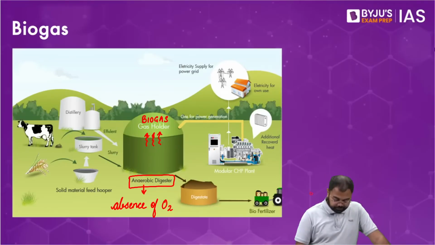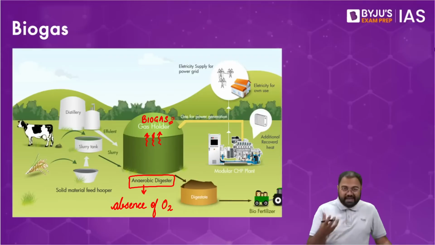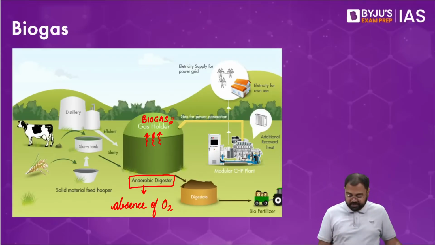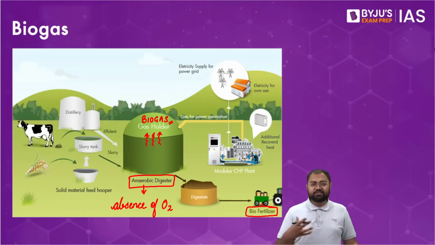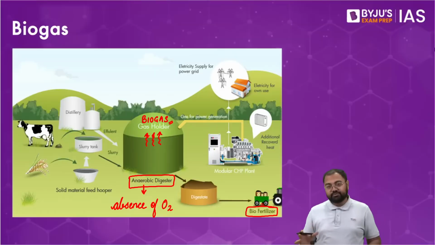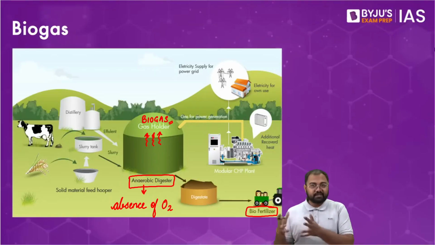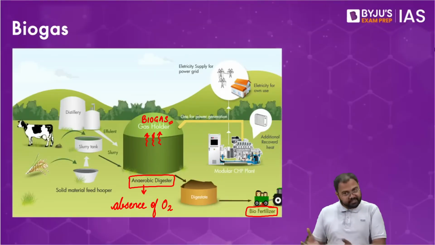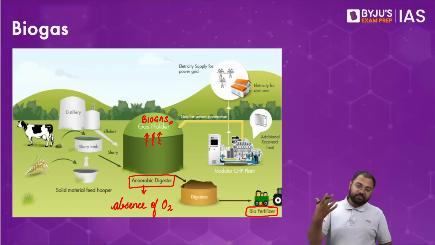Now, one more thing that is important for you to understand: we are collecting biogas from here. The leftover after the decomposition is also useful, because it is organic in nature and rich in organic matter, and that's why it can be used as biofertilizer. So the leftover waste material goes out as biofertilizer, while we also get biogas from this kind of plant.